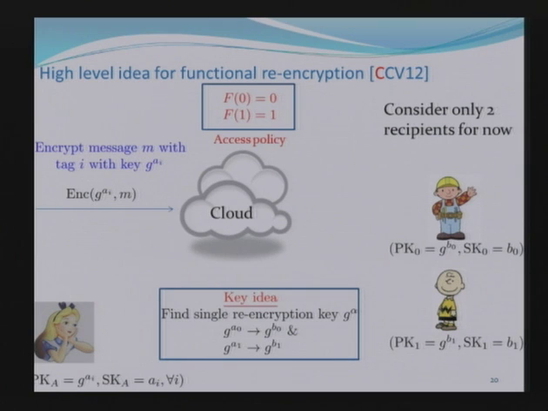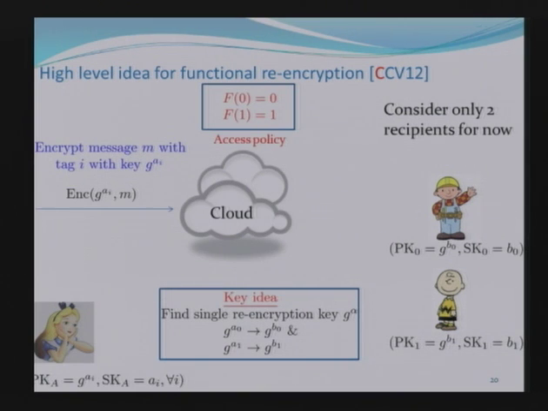Why is that the case? Note that if incoming ciphertext was encrypted with tag 0, then it's encrypted under G to the A0. Okay? Now, the cloud, irrespective of what the ciphertext is encrypted under, is going to use a re-encryption key G to the alpha and perform some operation. And out is going to come encryption of the same message under G to the B0 if the incoming ciphertext were tagged with 0. If it were tagged with 1, out comes ciphertext encrypted with G to the B1.